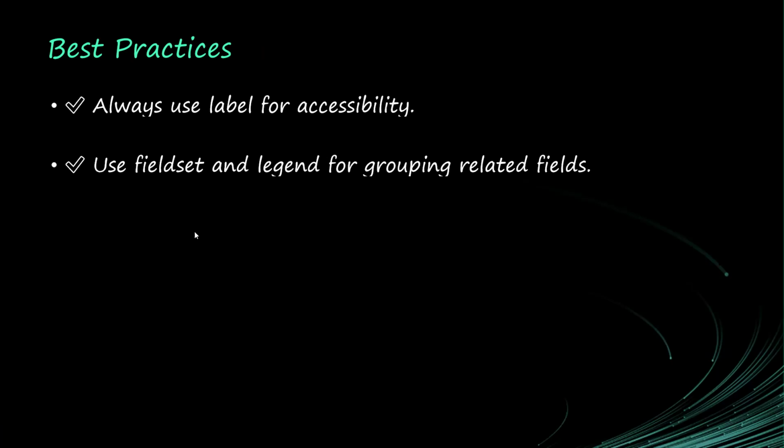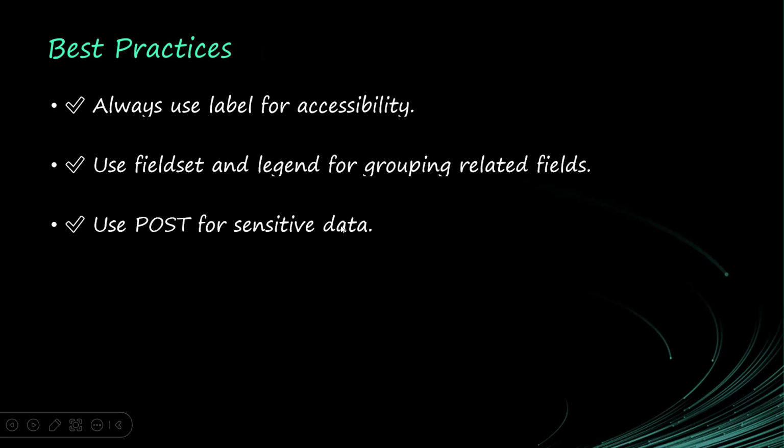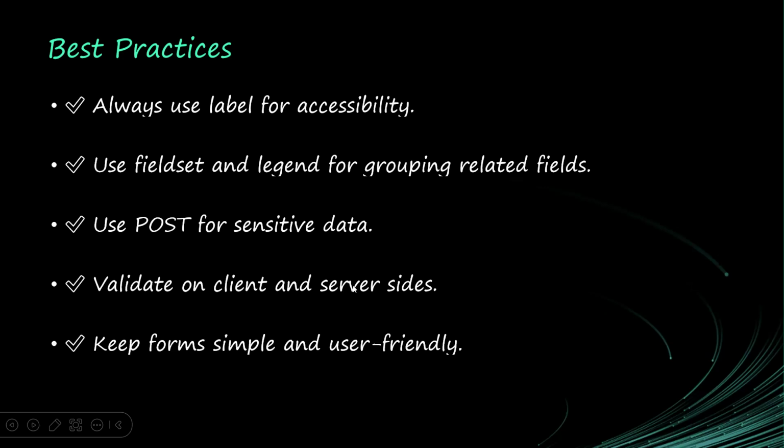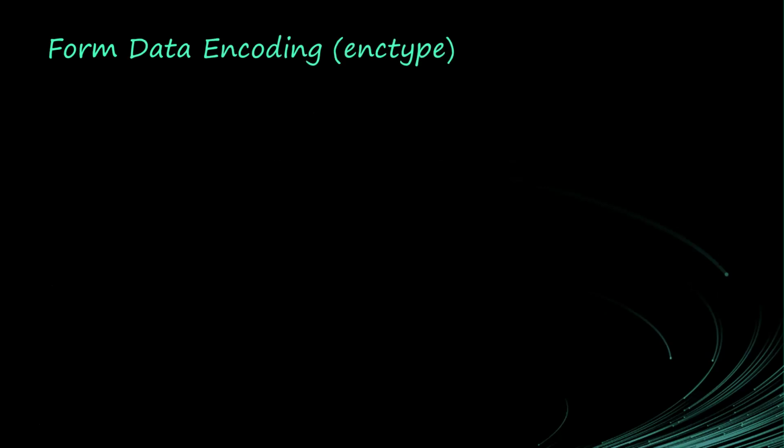So we use this pattern to validate the type of characters that we want the users to enter. Best practices: always use a label for accessibility. Make sure that every one of your form controls has a label. Use fieldset and legend for grouping related fields. Use POST for sensitive data. Of course, we were not using it. Then validate on the client and server side at the same time. Keep forms very simple and user-friendly.